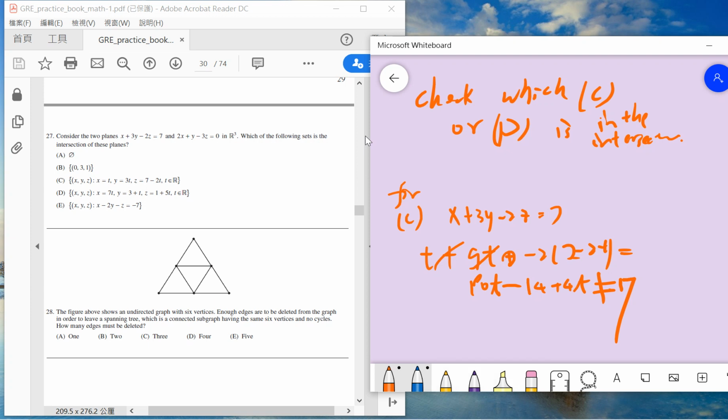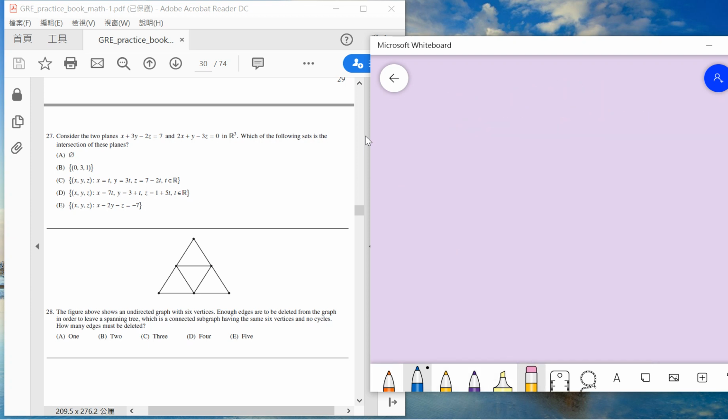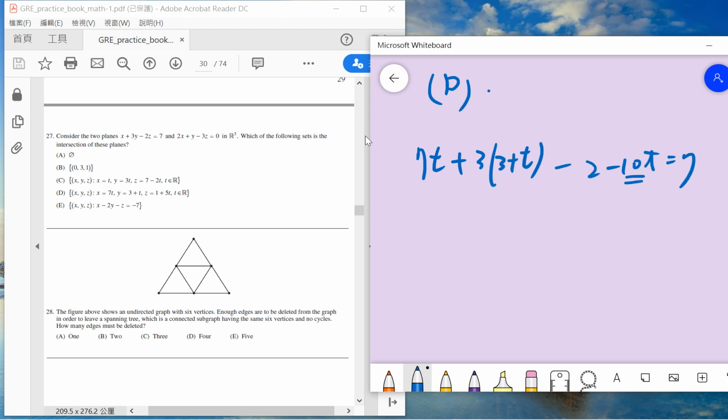So C is not correct. So the answer is D. Answer is D. To check, it is 7t plus 3 times 3 times t minus 2 minus 10t. This is 7. T will cancel. So you can check that D is correct.